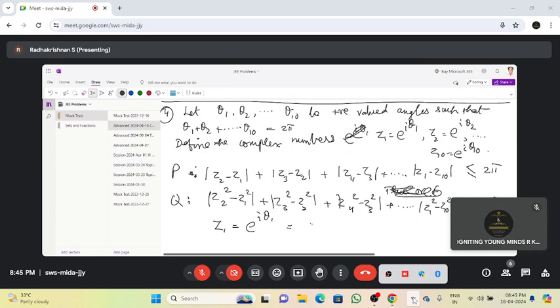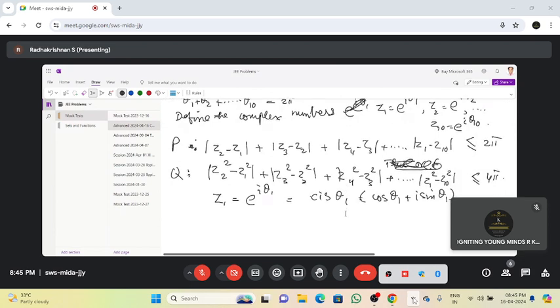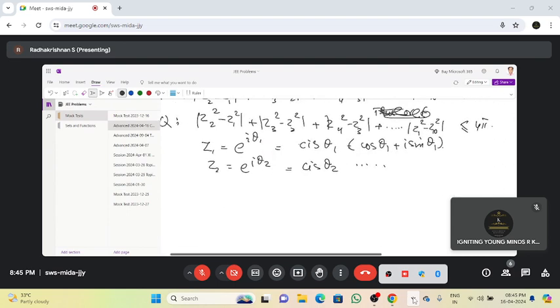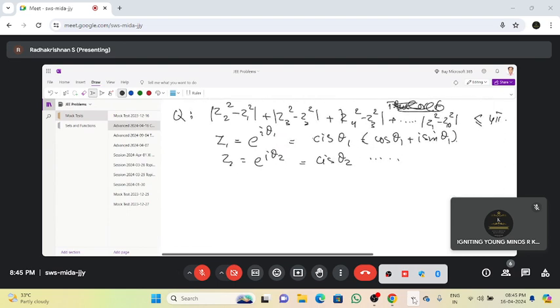Okay, so r into cis theta, right? Here r is 1, so now it is cis theta 1. So Z1 is cis theta 1. That means cos theta 1 plus i sin theta 1. Similarly, Z2 is cis theta 2 and so on. We can easily represent it in a diagrammatic form.